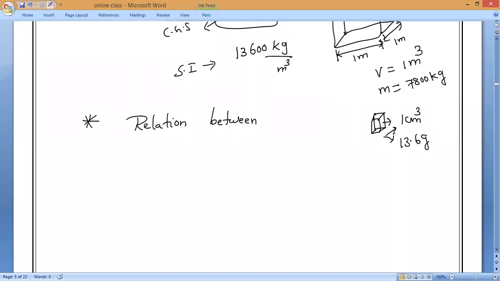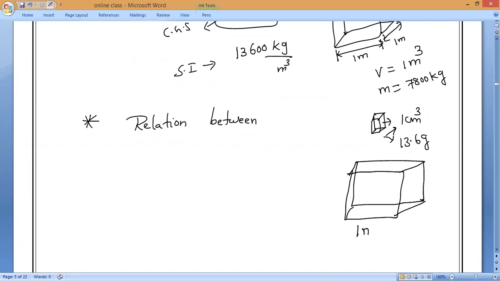If I take a container containing mercury, each side 1 meter, you understand what I'm saying? Each side 1 meter. For 1 cubic centimeter, 13.6 grams. If I take each side 1 meter, then the total mass of mercury, 13,600 kilogram, will come. Volume will be 1 meter into 1 meter into 1 meter, 1 cubic meter. That is what it is.